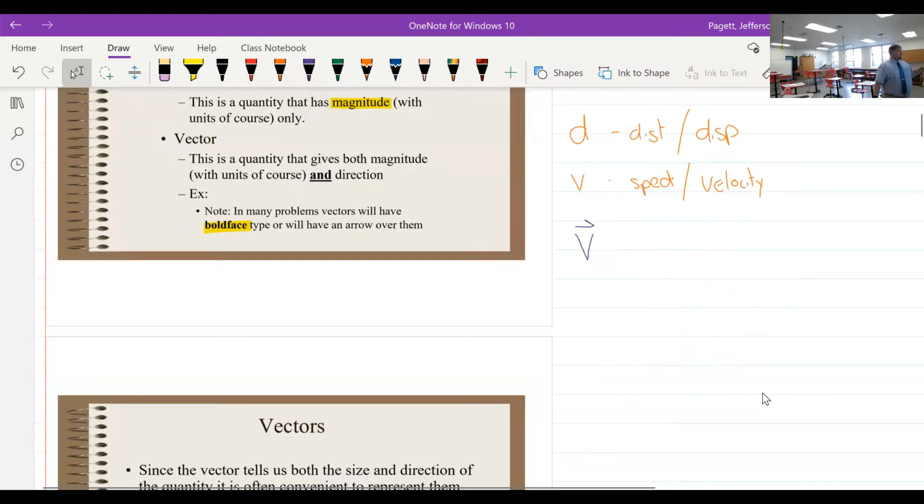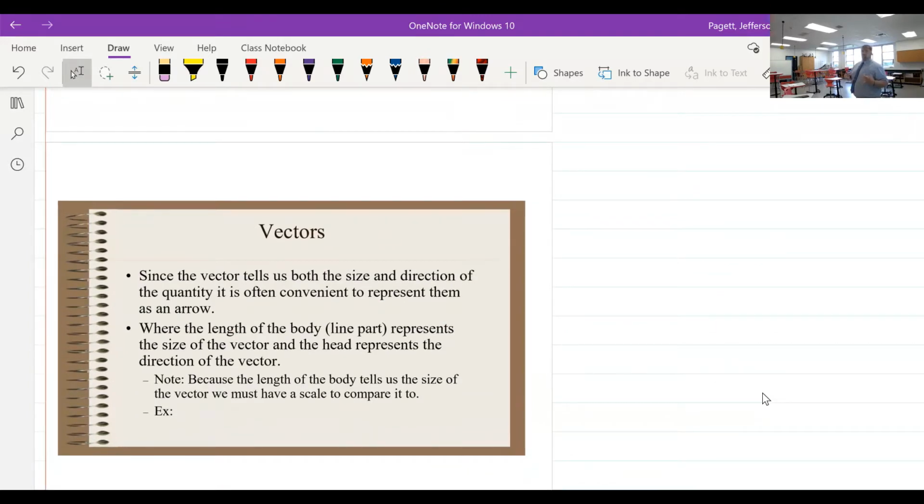Now, because the vector tells us both size and direction, we have a special way of notating them. You don't always want to say, hey, 5 miles north, 10 meters per second east, 27 meters per second squared down. You don't always want to have to write that out, all those words. So we will represent them as an arrow.